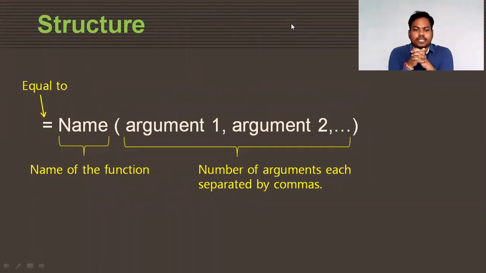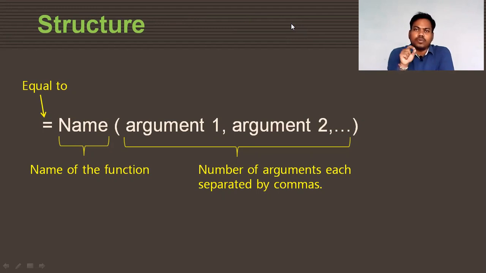So next, the structure. When you write a function, what is the structure of that? Whenever you write any function, you have to always write equal to first. After equal to, write the name of the function. Suppose it is a sum function. Write sum, and then the parenthesis will open. This bracket is known as the parenthesis. Inside the parenthesis, you have to write the arguments separated by commas. All these arguments will be passed. You are passing the values, and they will be added, right?